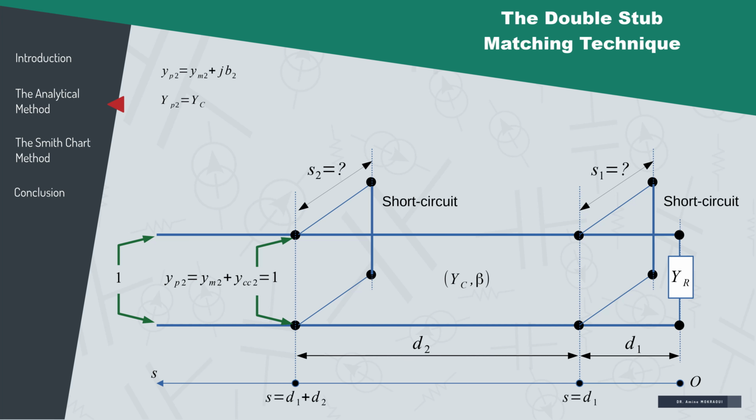The corresponding normalized expression is lowercase yp2 equals 1. For this to occur, the admittance at S equal D1 plus D2, noted Ym2, must satisfy the following relation: Ym2 equals Yp2 minus JB2, which is equal to 1 minus JB2. Of course, B2 is to be determined in order to find S2.